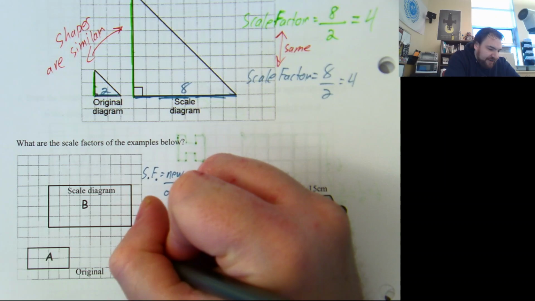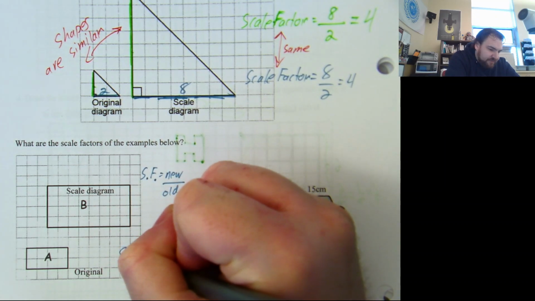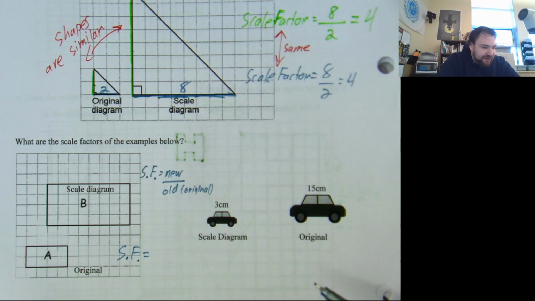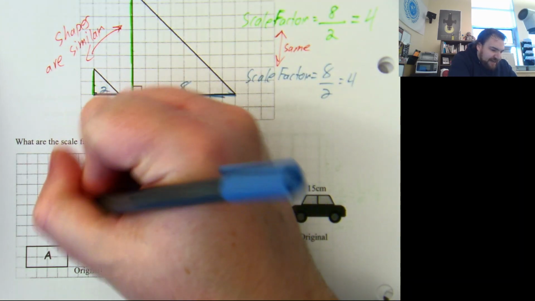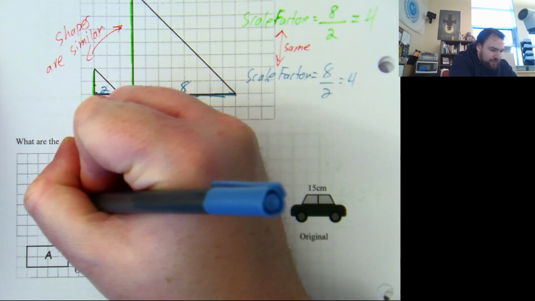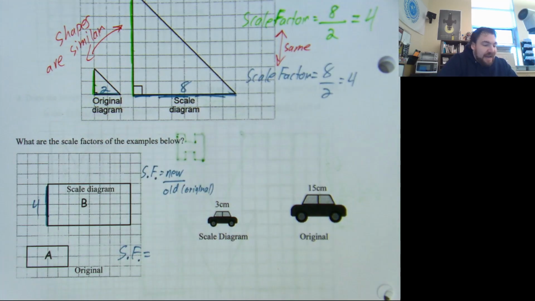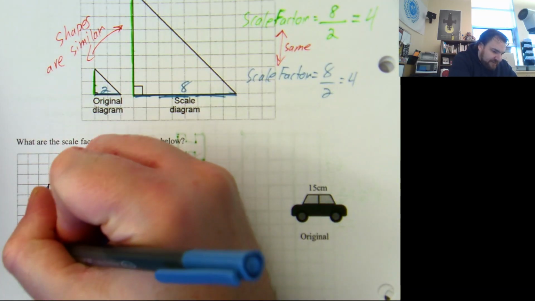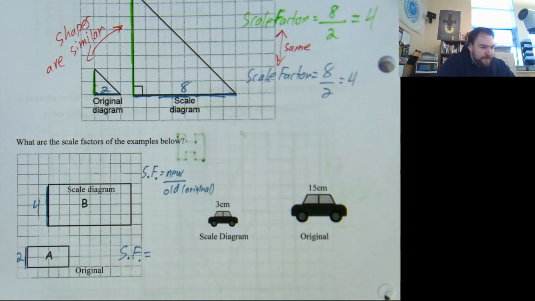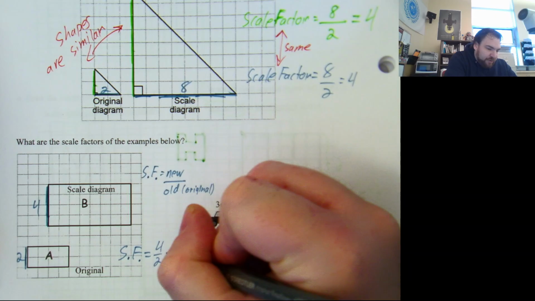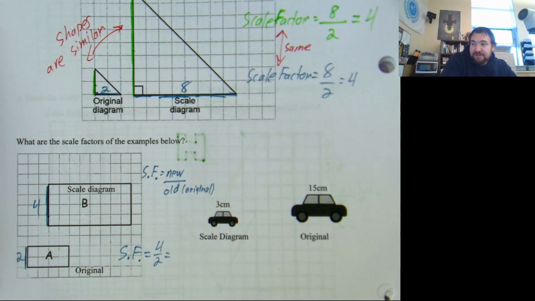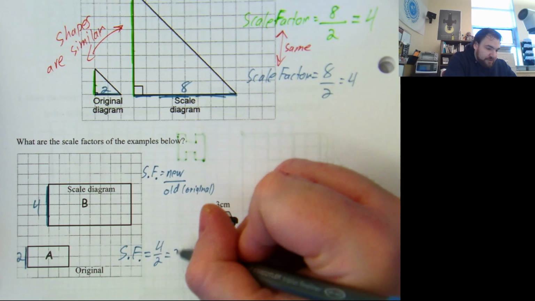So for this guy down here, the scale factor is, well, it doesn't matter, again, which sides I look at, but they have to be corresponding. So if I look at this left side in B, this guy is 1, 2, 3, 4 long. I have to look at the equivalent side in rectangle A. That's this guy here. This is 2 long. So my scale factor is going to be 4 over 2, which is 2.